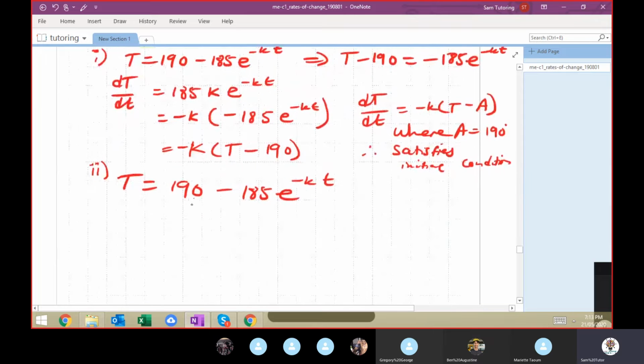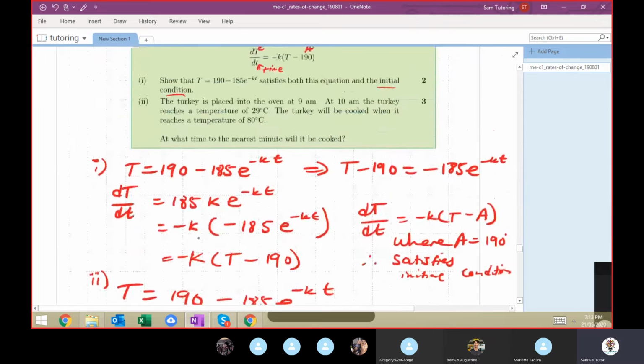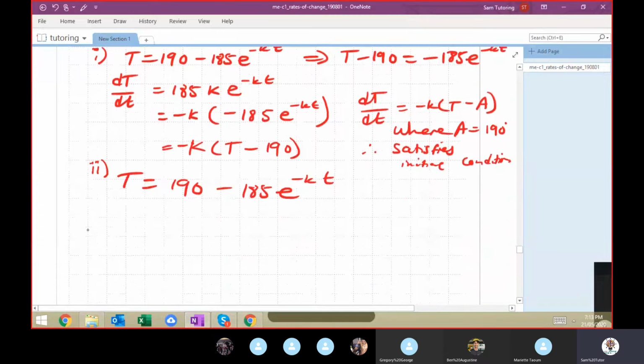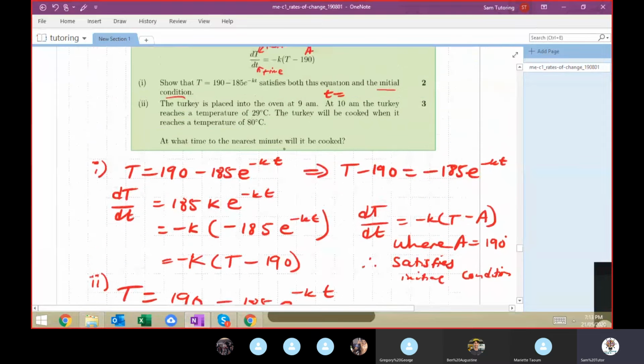Cool? Alright. The turkey is placed into the oven at 9 a.m. At 10 a.m. the turkey reaches a temperature of 29 degrees. So when time is 1 hour, let's do it down here, when time is 1 hour, we know the temperature becomes 29.